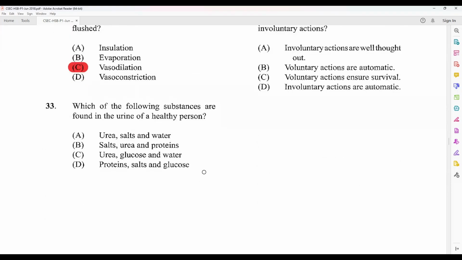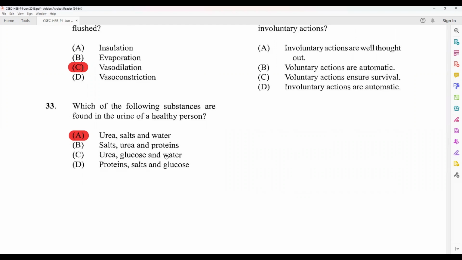Which of the following substances are found in the urine of a healthy person? A healthy person would only have urea, water, and trace amounts of salts in it. So that means urea, salts, water, A. All right, if you have proteins, you probably have some kidney damage, your kidney might be malfunctioning, you have an infection. If you have glucose, you probably have diabetes.